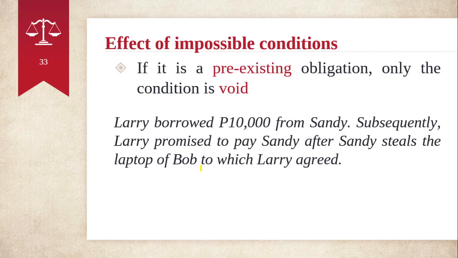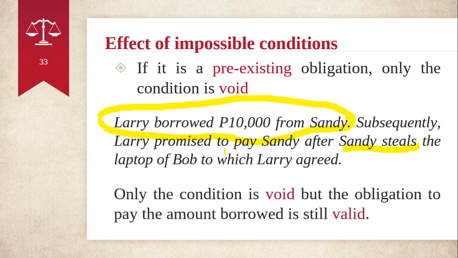Example, Larry borrowed 10,000 from Sandy. Subsequently, existing na ang obligation. Wala naman tayong problema sa obligation. Saan tayo nagka-problema? Sa condition. Anong sabi? Larry promised to pay Sandy after Sandy steals the laptop of Bob, to which Larry agreed. Kailangan mo pang magnakaw. So, only the condition is void, but the 10,000 loan will continue to exist as a valid obligation. So, these are the effects if, again, the condition is impossible.